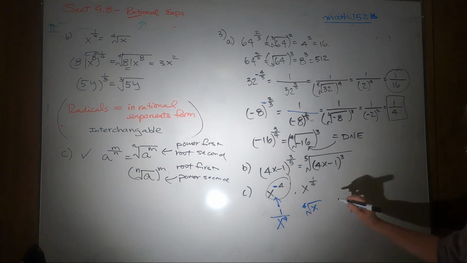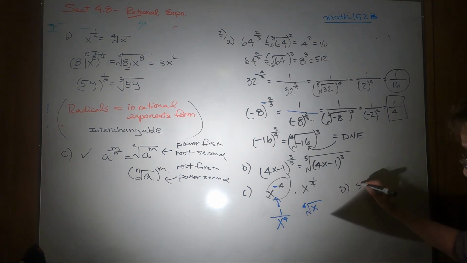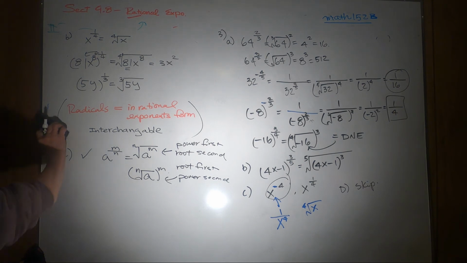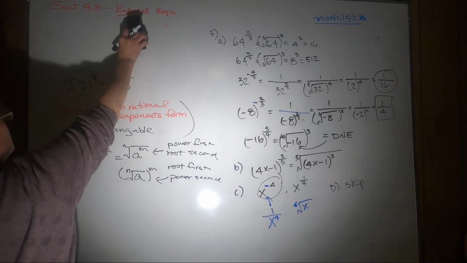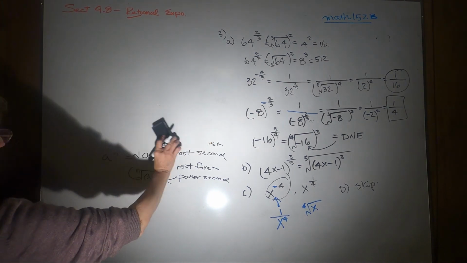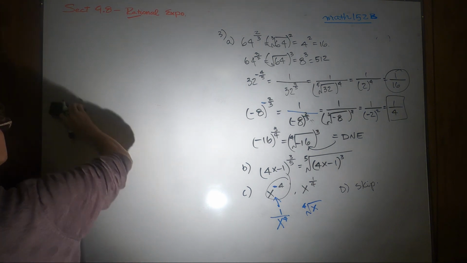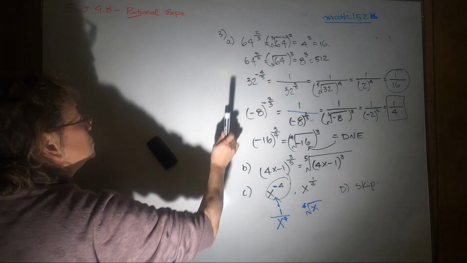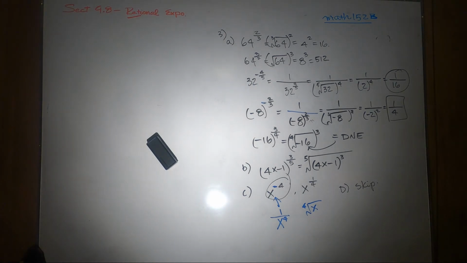Okay? Then for the D, we don't need to worry about that. Let's just skip it. Okay? So, what are we doing? Think about it. We are doing what? Rational exponents, right? And rational exponents are interchangeable with what? Radicals. Okay?